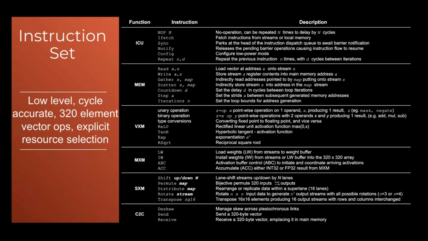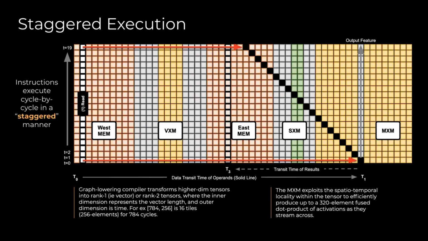We've got a vector processor that supports typical unary and binary operations like add, subtract, multiply, those sorts of things, as well as conversions from one type to another. The hardware natively supports both int8 and half precision in the matrix units, as well as FP32 and int32 in the vector units. And lastly, the SXM is our switch unit that provides lane shifting capabilities, permutations of vectors, as well as sending and receiving vectors across the multi-chip interface.